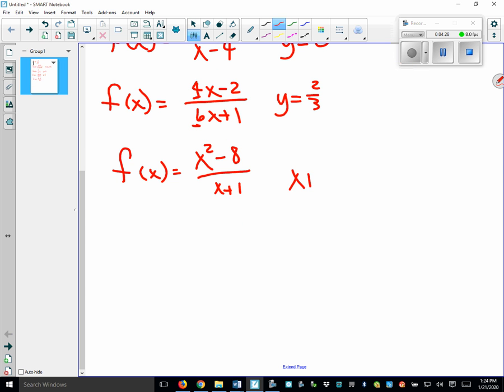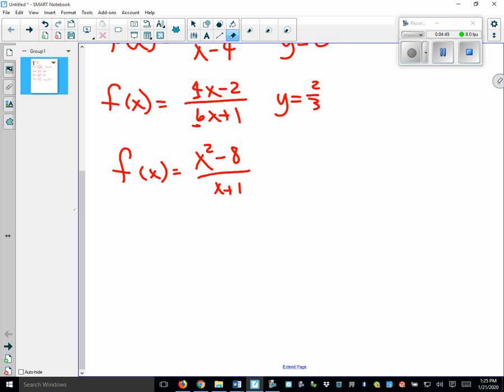Doesn't that mean I have x plus 1 and divide it into x squared minus 8? Yeah. Wow, I don't know if this is going to work. Can you calibrate it? Yes. Nice.